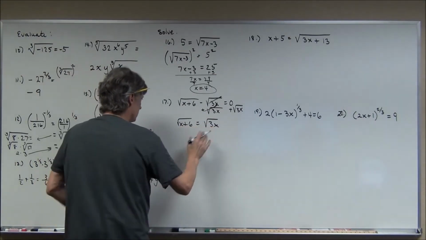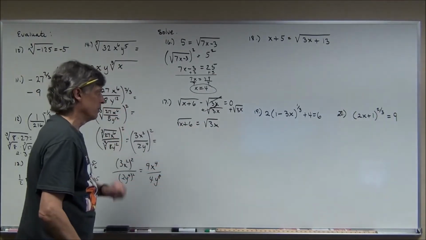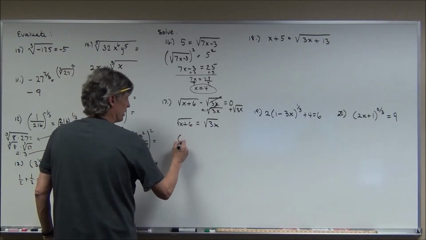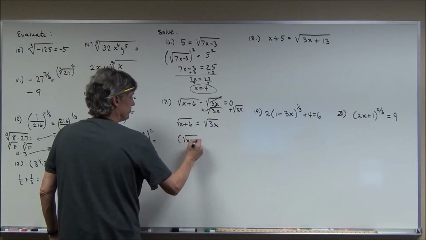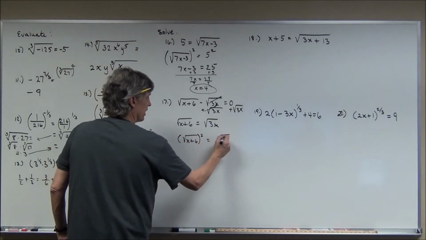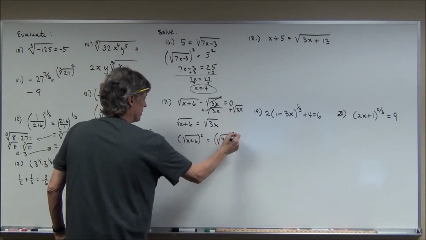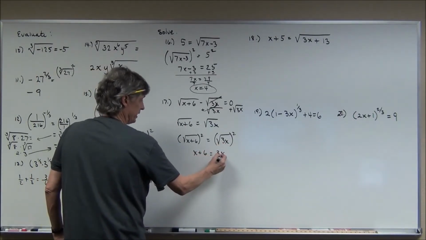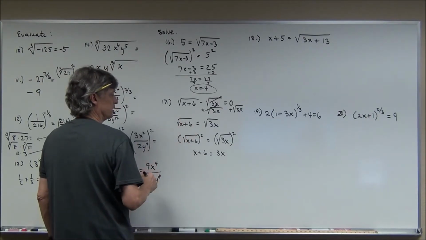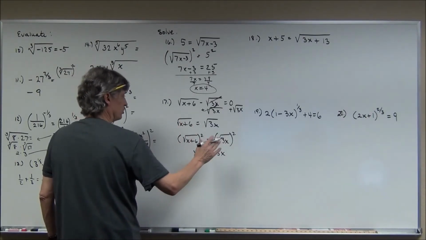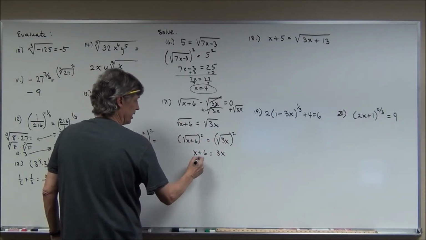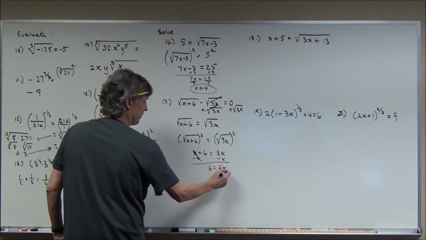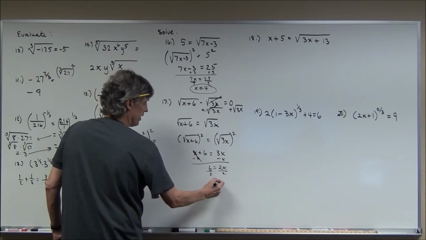Now, you're squaring both sides and the variables are on both sides. You must check for extraneous solutions to make sure your answers are legit. So I square this side, and I square this side. This is going to be x plus 6. This is going to be 3x. Solve for x. It's easy now. The radicals are gone. You solve for x just like you did back in your Algebra 1 days. You get 6 equals 2x, divide by 2, x is 3.